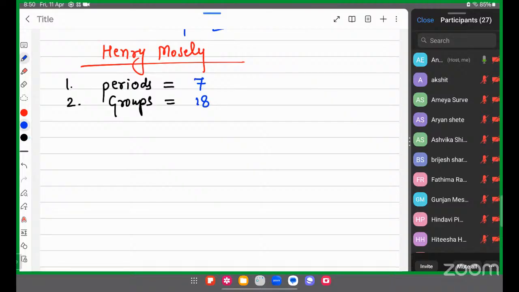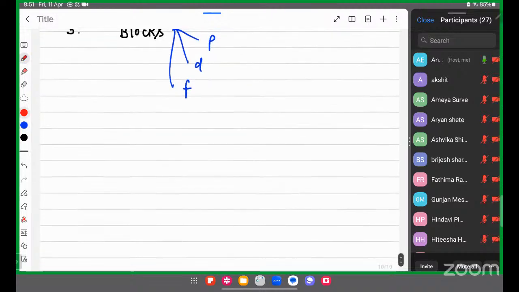The third point about the modern periodic table is that this periodic table is divided into blocks. Yes, how many blocks are there? 4 blocks. S block, P block, D block, and F block. Understood? Let me give some rough idea about it.